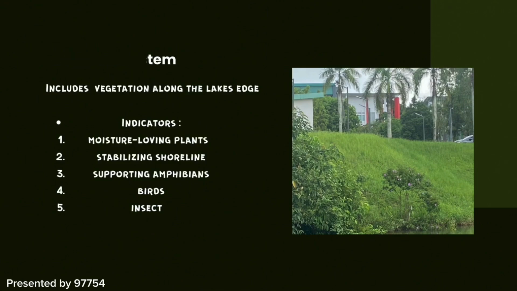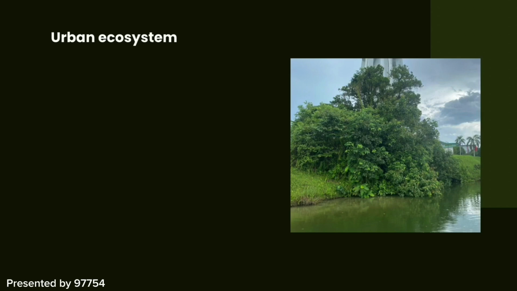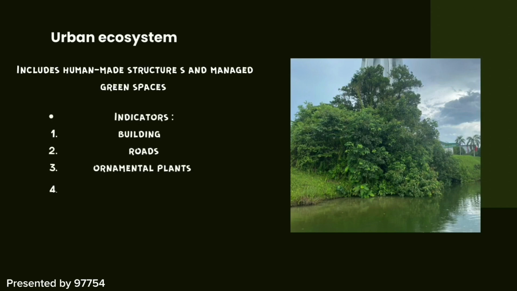Lastly, urban ecosystem. Despite human development, wildlife like pigeons and squirrels are observed coexisting with urban structures. This demonstrates the adaptability of wildlife to urban environments and underscores the need to consider human impact on the ecosystem while managing green space around the lake.